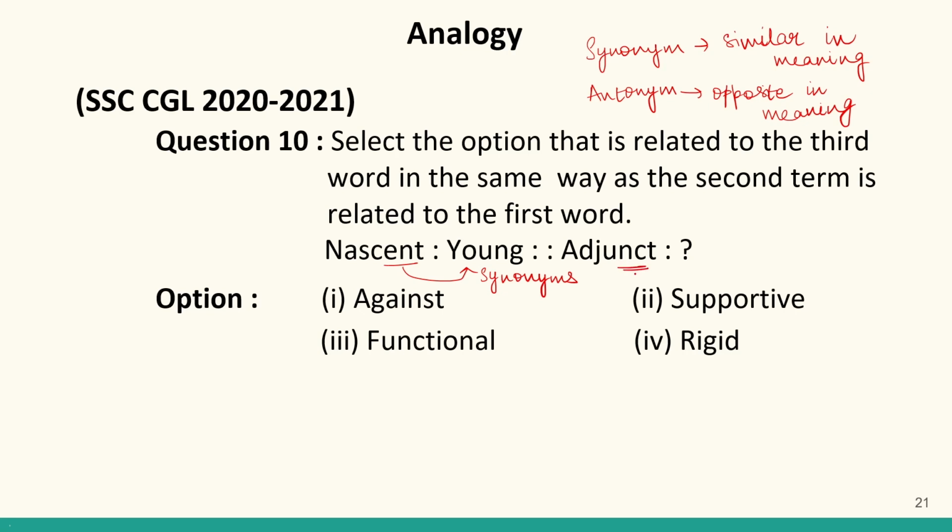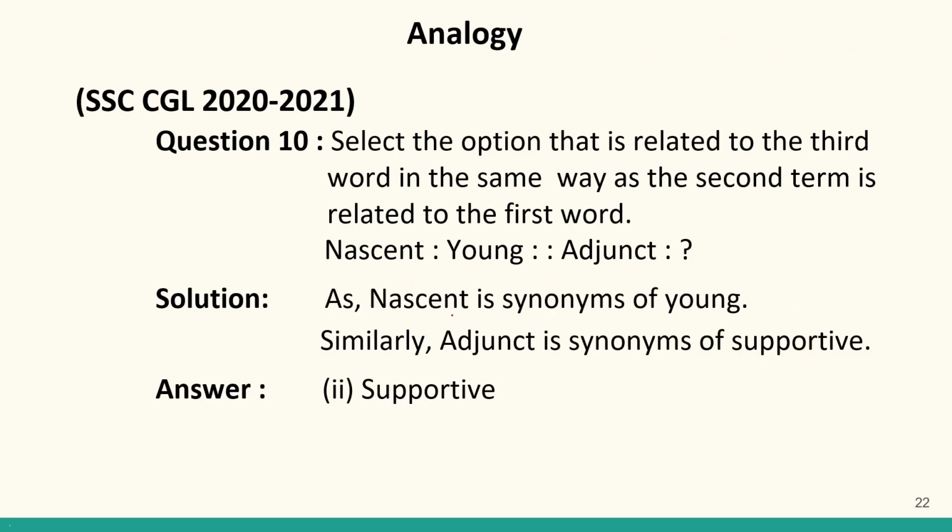Similarly, the synonym for adjunct will be supportive. So our answer will be option number 2, supportive. Both of these words are synonyms. That means both of these words are similar in meaning. So these two things you also have to remember for analogy. So here you can see the solution. Nascent is the synonym of young. Similarly, adjunct is the synonym of supportive.